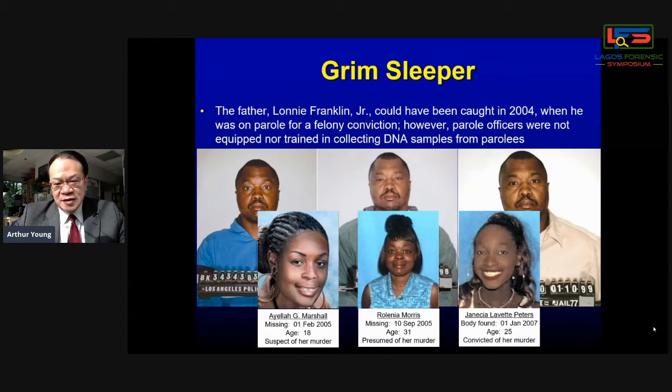If that DNA sample had been collected from Mr. Franklin at that time in 2004, these women would probably still be alive today. In other words, their murders could have been avoided.